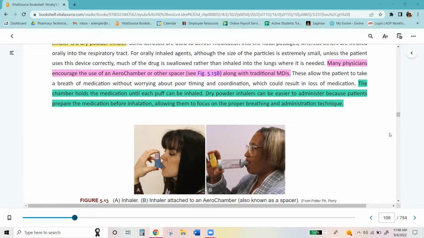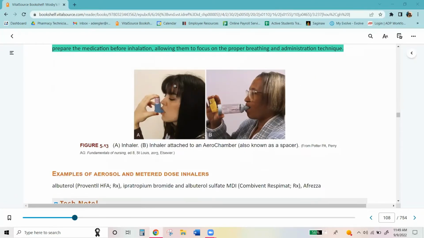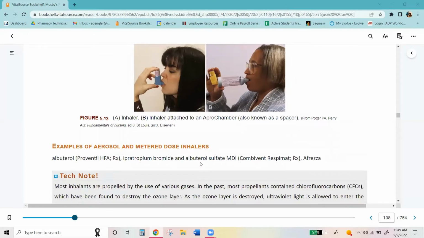Dry powder inhalers can be easier to administer because patients prepare the medication before inhalation, allowing them to focus on the proper breathing and administration technique. So picture A is just a regular metered dose inhaler. In B, they have an inhaler attached to an aero chamber, which is known as a spacer. So you will get prescriptions, and they will also have prescriptions for spacers on them. Sometimes they're covered by insurance, sometimes they're not. Usually for children, they are the best way to make sure that they're getting the actual medication.